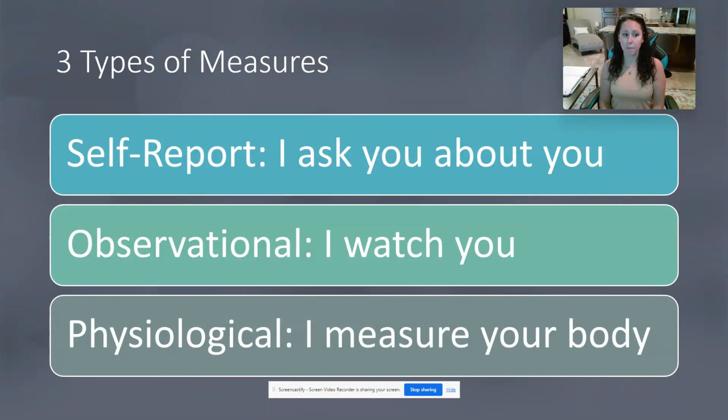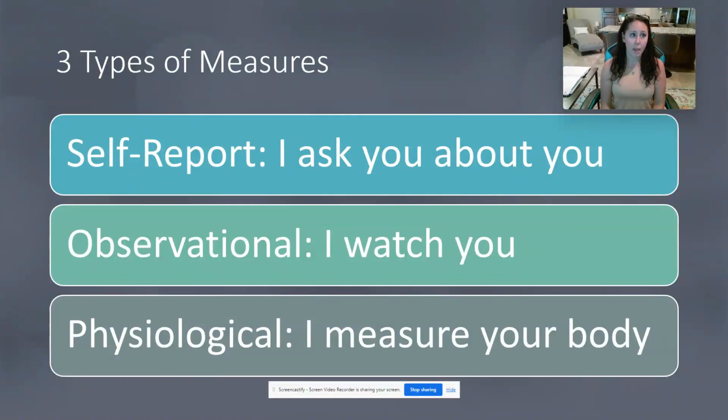Another example might be happiness, right? Self-report would be I'm going to give you a question about your overall subjective well-being, life satisfaction, however I'm conceptualizing happiness, right? We've already talked about our construct variables and operationalizing our variables. So maybe I give you a questionnaire about these different things related to happiness.